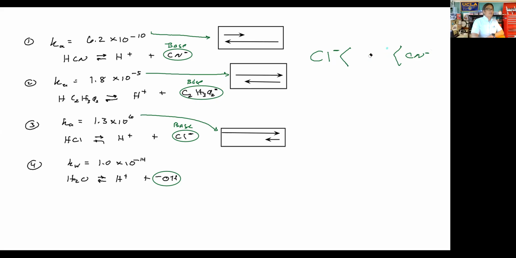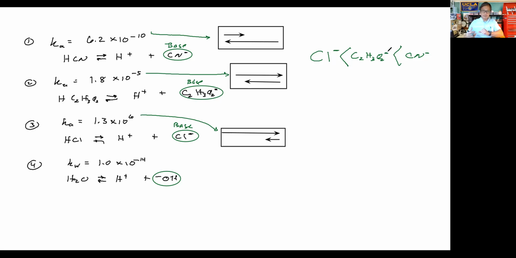We are looking at the equilibrium constants, the Ka values. We said that the larger the Ka, the stronger the acid is. The stronger the acid, the weaker its conjugate base will be. That was the general rule that I gave you in the last lecture.